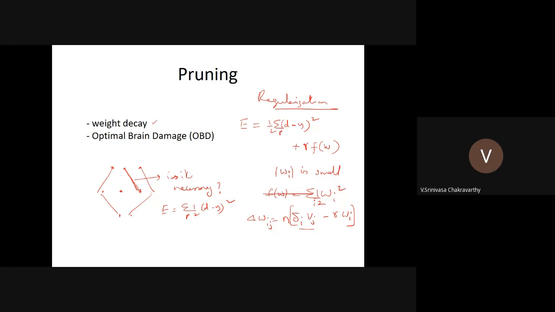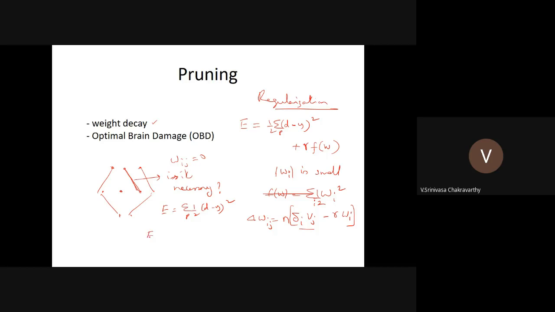How do you know this weight is important? If I set this weight to 0, so this is some wij, if I set it to 0, will there be a drastic change in this error? Obviously, most likely this error will increase if I randomly take some weight and set it to 0. Now, will it increase first of all? And if it increases, by what extent will it increase?